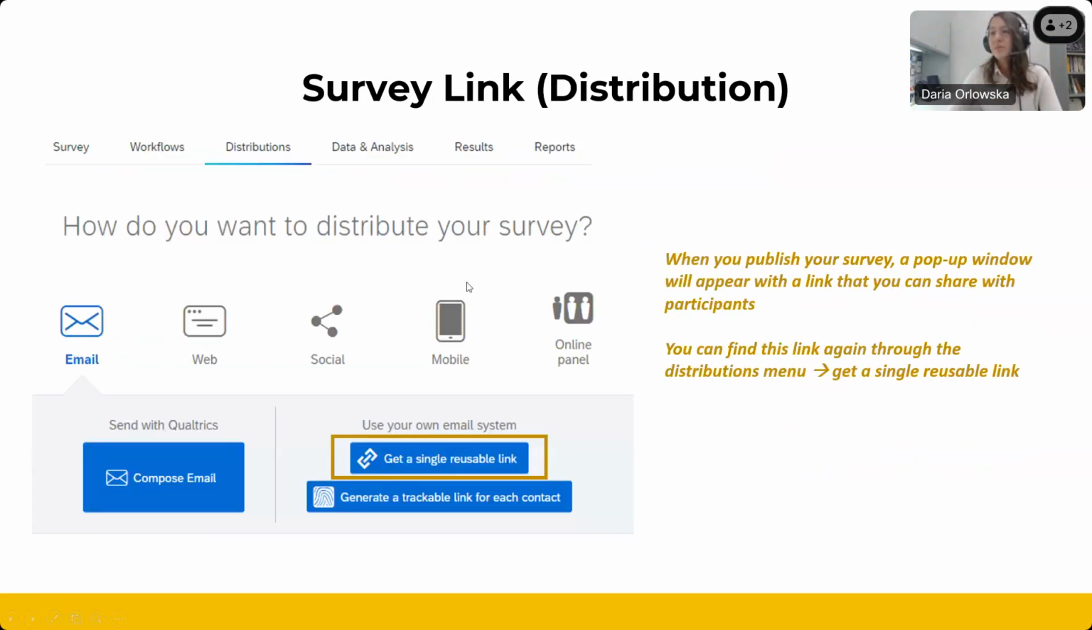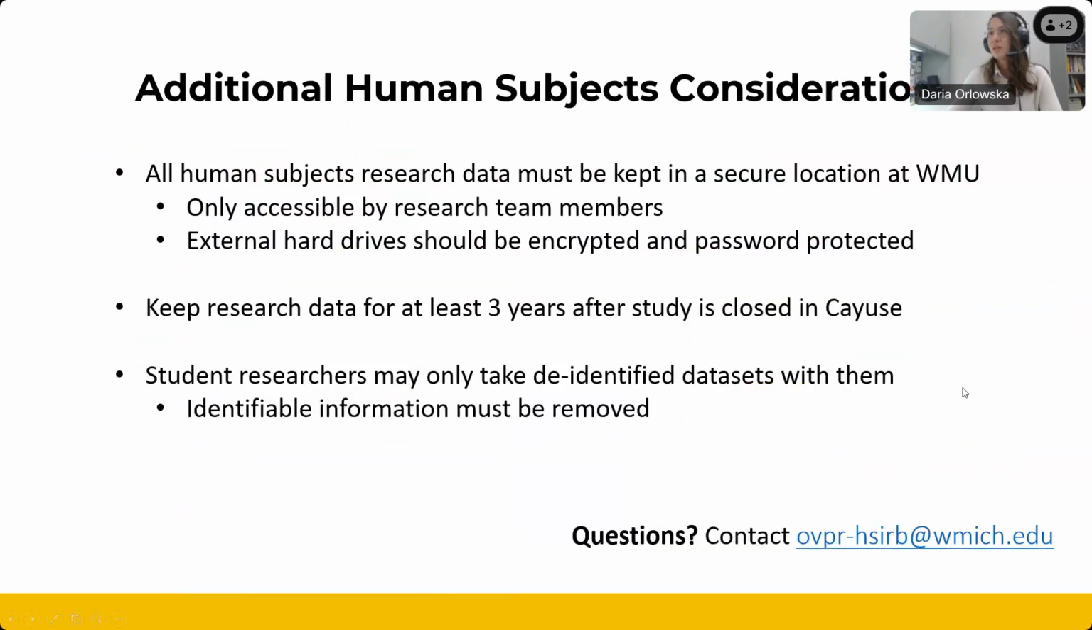Okay, we talked about distribution. So, additional human subjects considerations. Just some reminders. This is something that Julia Mays, who's our research compliance officer, wanted me to remind you of. All human subjects research data must be kept in a secure location at Western. That secure location means that it's only accessible by research team members. So anyone who is in your proposal listed as someone who is involved with the research study, only those individuals have access to this data.